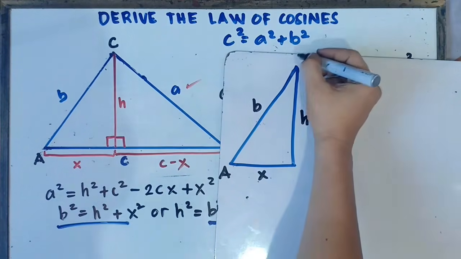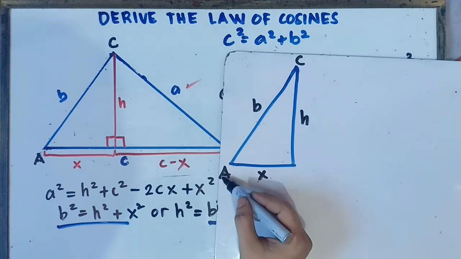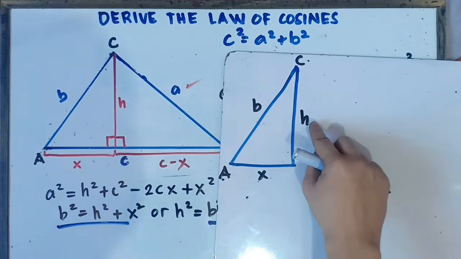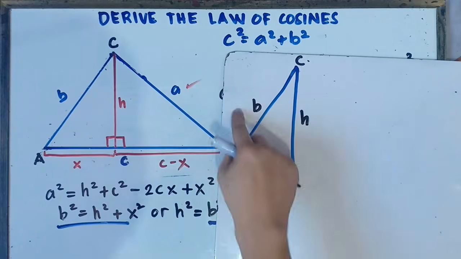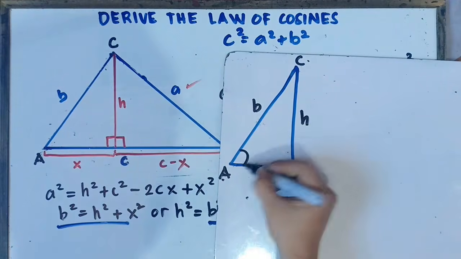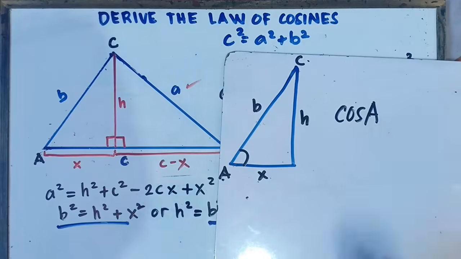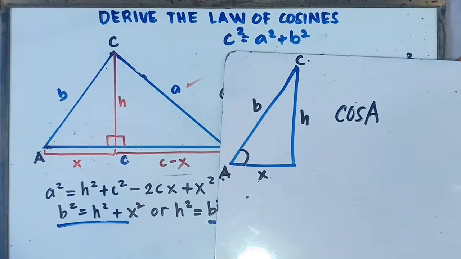This triangle right here, class, this is angle C. Angle A, angle C, and then this point right here. And this is H, right? H and then B. Now, what if you're looking for cosine A? How will you find cosine angle A, class?